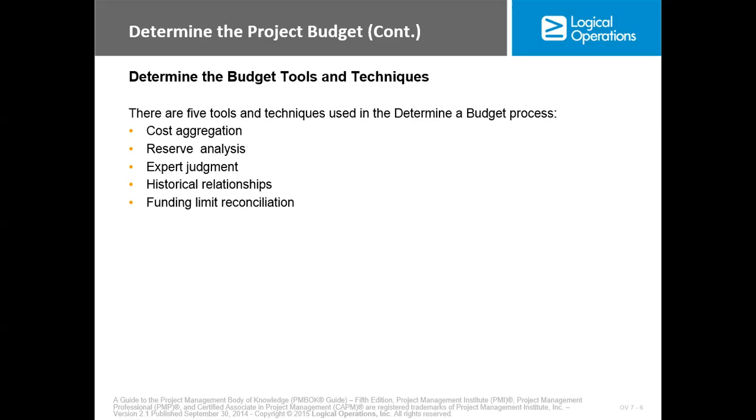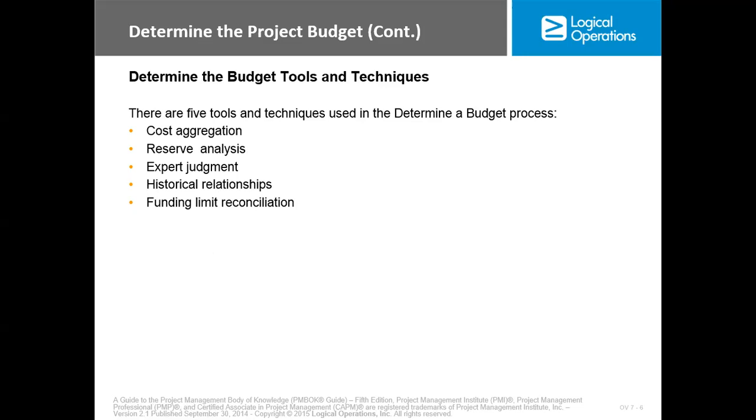Now, tools and techniques, we have cost aggregation, where you add the costs together. Let's say for an activity, you have several costs that are accrued to that activity, you aggregate them, bring them together, or you aggregate several activities to be able to bring up the cost of the summary activity. And when you add up the summary activities, you can come up with the cost of the project.